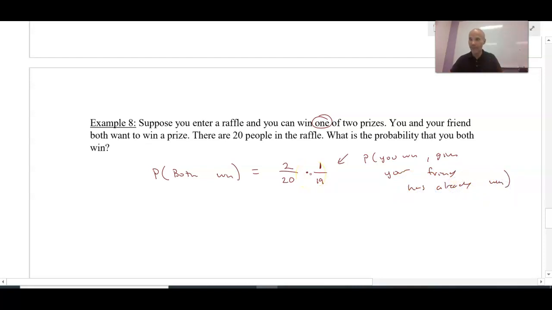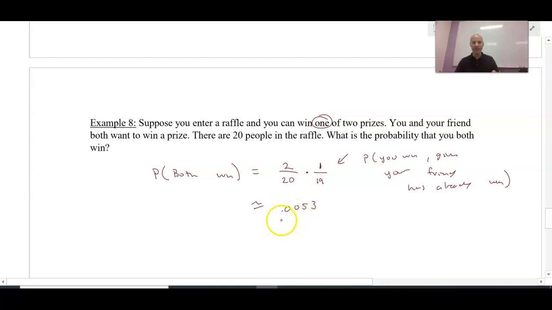Now this comes out to, if we were to calculate this, just to show you one other way you could do this problem instead of having to multiply probabilities, you could do 2 out of 20 times 1 out of 19. This comes out to about 0.0053.